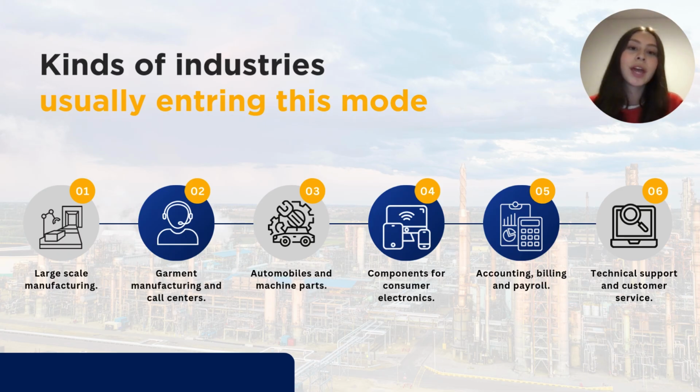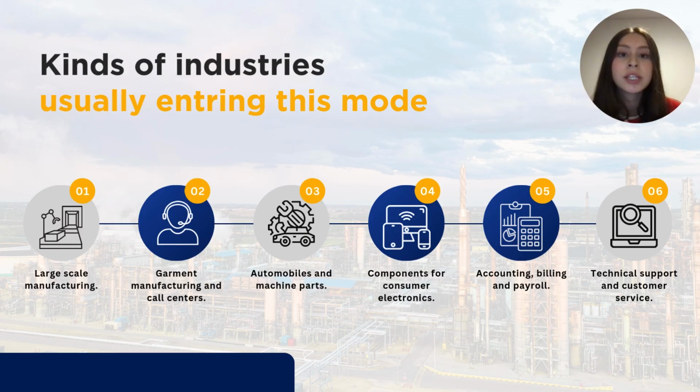Now we're going to continue with the kinds of industries that usually use this mode of entry to other markets. First, we have large-scale manufacturing, whose primary competitive advantage is efficiency and low cost. Then we have high labor intensity production in products and services, such as garment manufacturing and call centers. Then we have uniform customer needs and standardized technologies and processes in production and other value chain activities, such as automobiles and machine parts production. Then established products with predictable patterns of sales, such as those of consumer electronics companies.